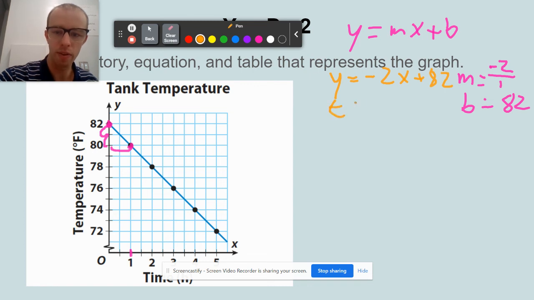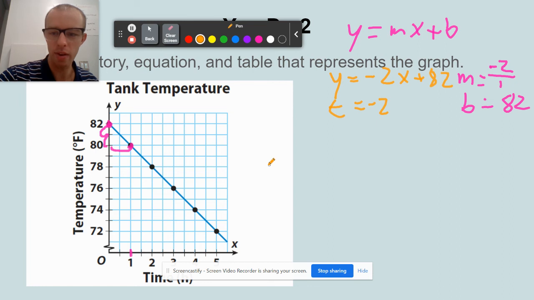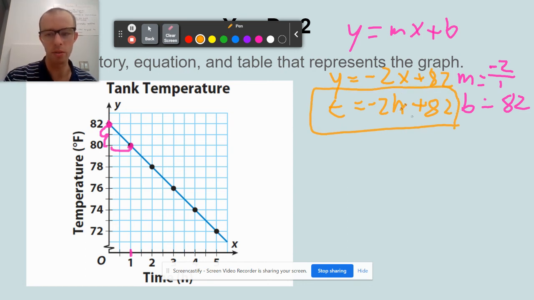But I can really do better here because y is really the temperature in Fahrenheit. I'm going to use T for temperature equals -2 times, not x. And for my x, I can also plug in, because I have time in hours, an h. So instead of x, I can put h, plus 82. So my real equation here is that the temperature is equal to -2 times the amount of hours plus 82.